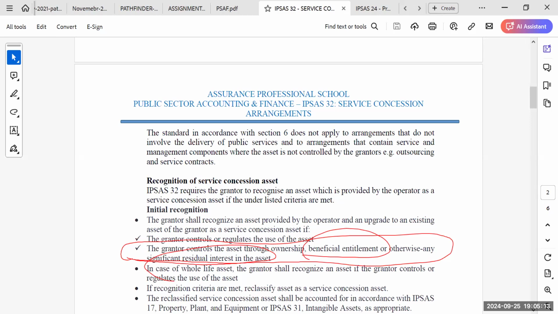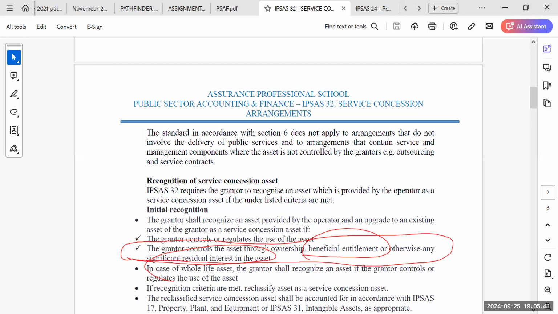In the case of a whole life asset, the grantor shall recognize an asset if the grantor controls or regulates the use of the assets. So if it is an asset that is going to be used for its entire life in the service concession arrangement, there's no residual value that will be transferred to the government. So the second point there is not relevant. The grantor shall only recognize the assets when he or she controls the assets.